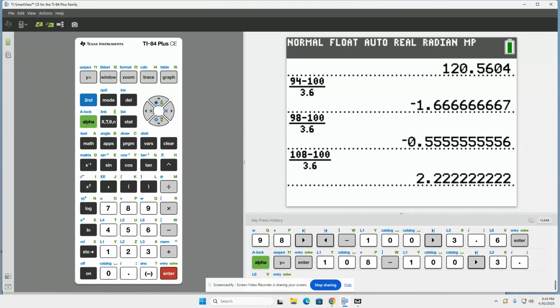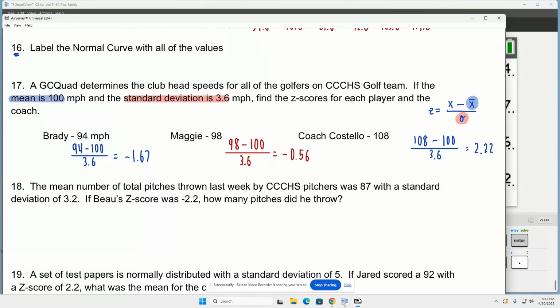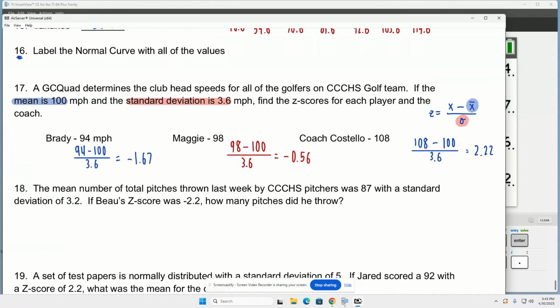Now let me go back to my paper. I meant to. I'm sorry about that. So there you have it, okay? Now, that is the second thing you need to remember how to do.